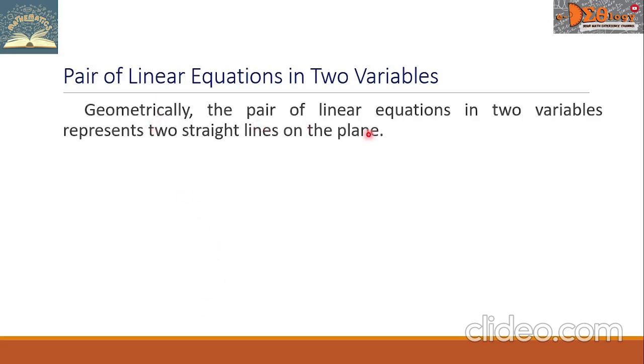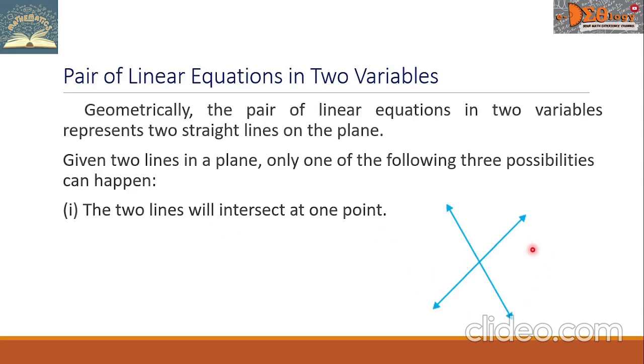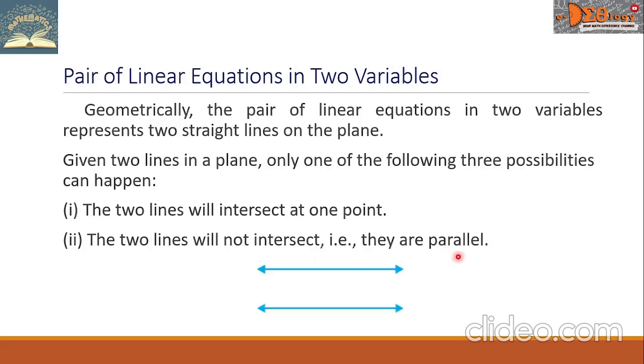Geometrically, the pair of linear equations in two variables represents two straight lines on the plane. Given two lines in a plane, only one of the following three possibilities can happen. Number one, the two lines will intersect at one point. As shown on this figure, this is the point of intersection. Second possibility, the two lines will not intersect. In this case, the lines are parallel. Here's an example of two parallel lines.